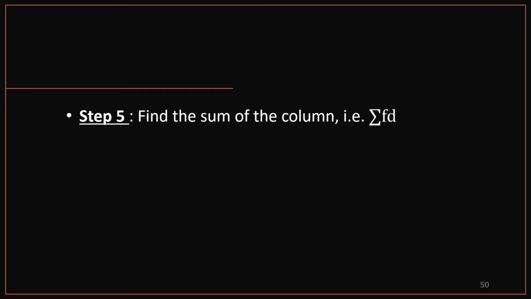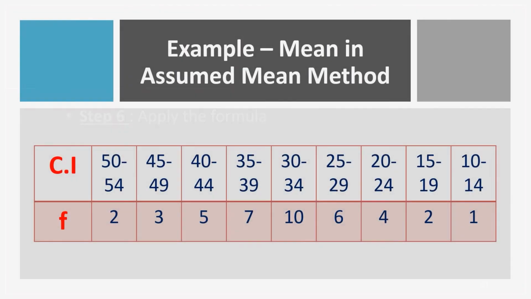And step 5, find the sum of the column, that is summation of FD. Then in step 6, apply the formula. So these are the 6 steps for calculating mean by using the assumed mean method. So let us try to understand with an example.